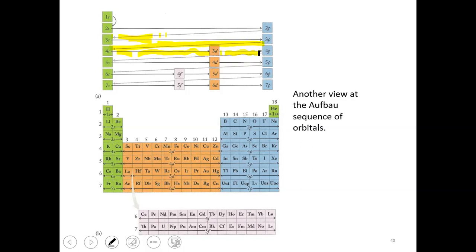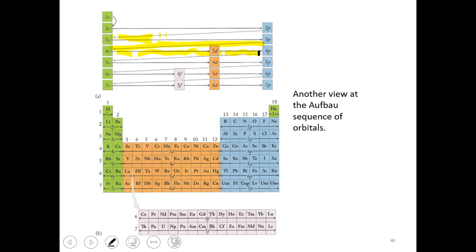So you don't need an Aufbau diagram. You simply need to have the periodic table. And if you want, you can color in the different blocks, the S, the D, the P block, the S here being in green, if you can see the color, the D block being some kind of beige color, and the P block being in a kind of light blue color.